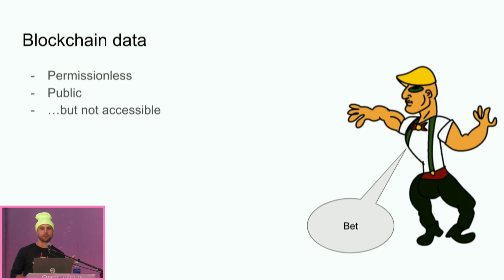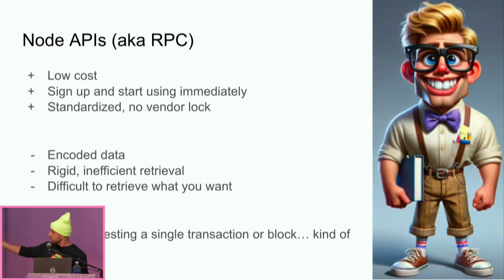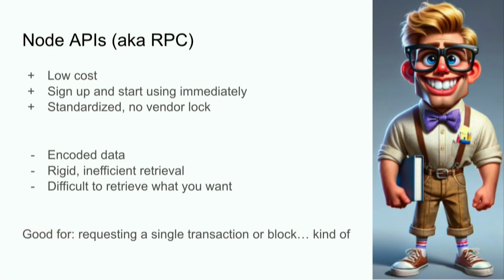Well, just because something's public doesn't necessarily mean that it's easily accessible, right? What is accessible is access to blockchain nodes. And as many of you may know, access to blockchain nodes means that you're using an API, typically referred to as an RPC API.